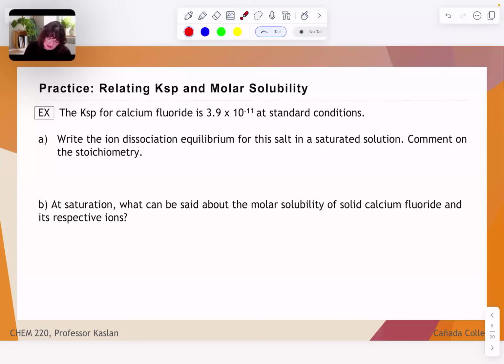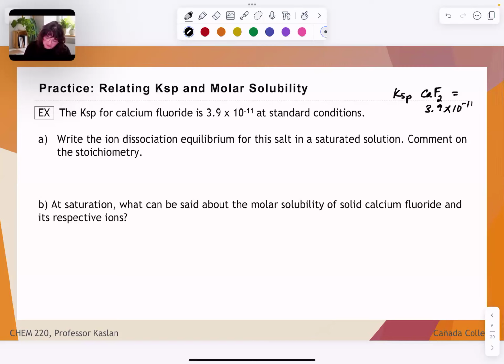So let's see here. I have given the Ksp for calcium fluoride is this number. So I'm just going to write Ksp, calcium fluoride. Calcium is in the second group of the periodic table. Fluoride is a halogen, so this means CaF2. And this is 3.9 times 10 to the negative 11 at standard conditions, meaning at some normal set temperature and pressure: 25 degrees C, 298 Kelvin, and 1 bar of pressure.